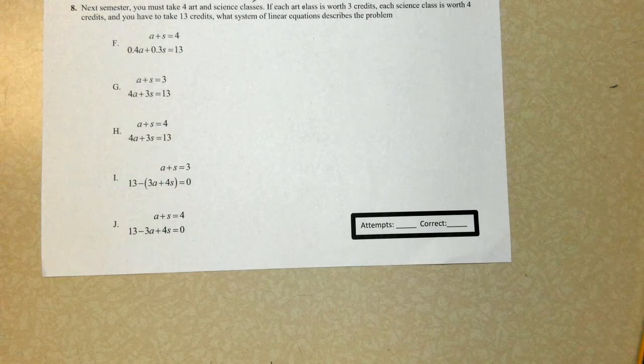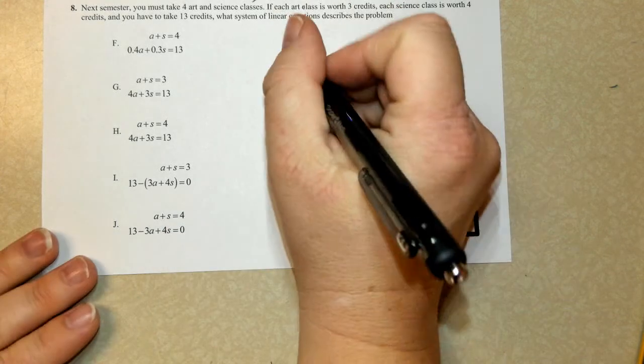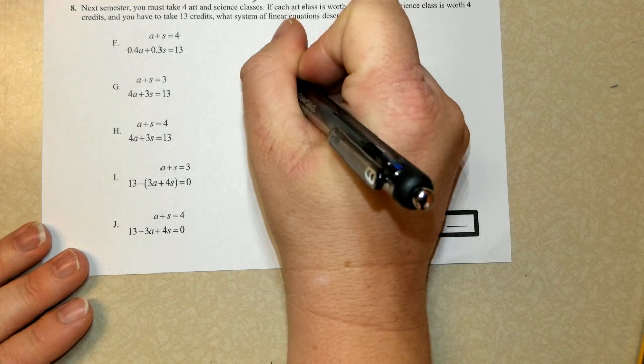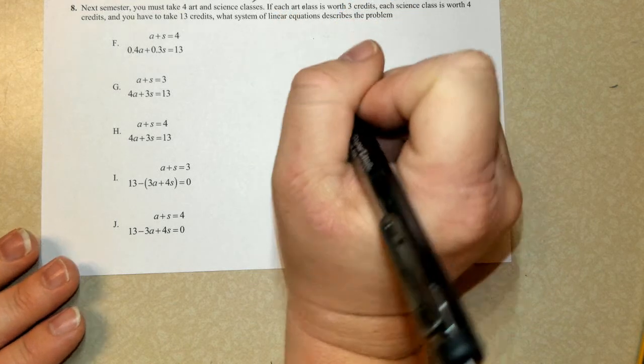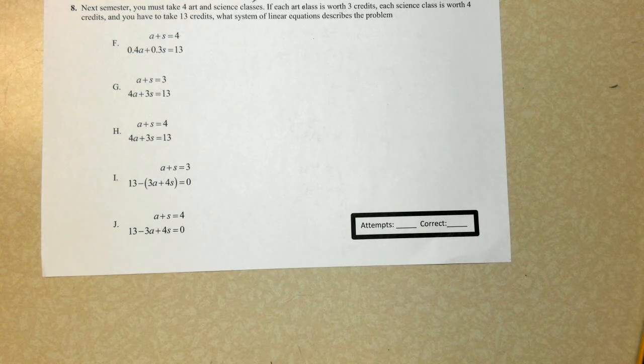In this last one, we're talking about a system of equations. The first part says, let's talk about how many classes you have to take. So you have to take 4 art classes. A equals the number of art classes, okay? So take 4 art classes, I've got it. And I'm taking 1 science class. And then it tells you how much they are worth. So take a second, look through that, see what you think about it.